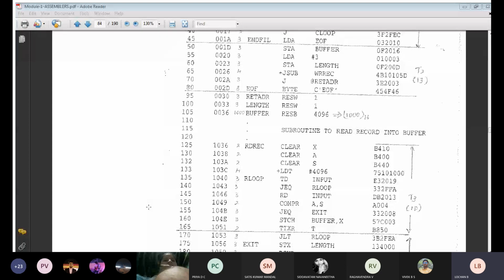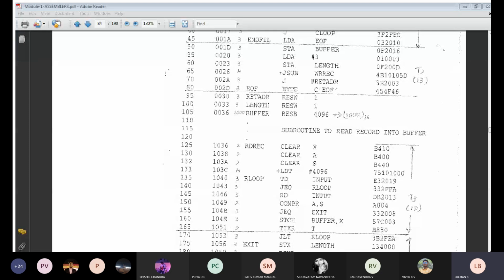So 1000. Previously, what value was there? 0036 is there. So if I add 1000 plus 0036, what are you going to get? Anyone? I'll repeat once again. Whatever hexadecimal value you have converted, you will be getting 1000. What was your previous address? Previous address is 0036. If I add 1000 plus 0036, what am I going to get? 1036. That is the address I have written in the next instruction.